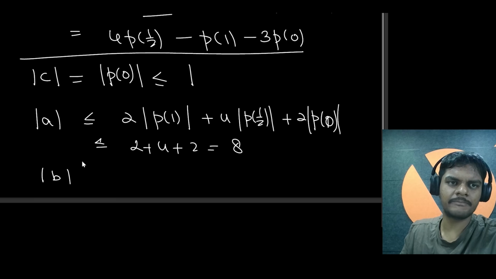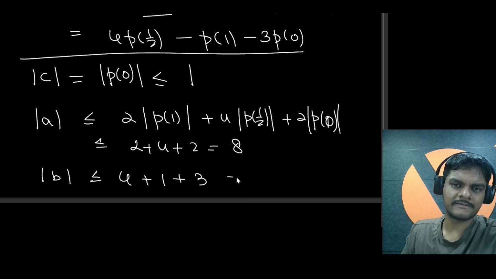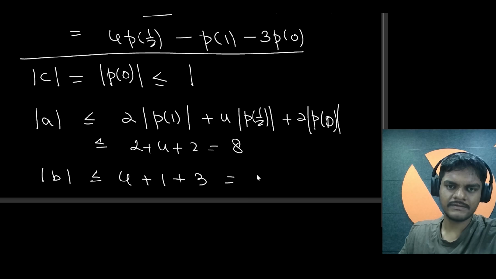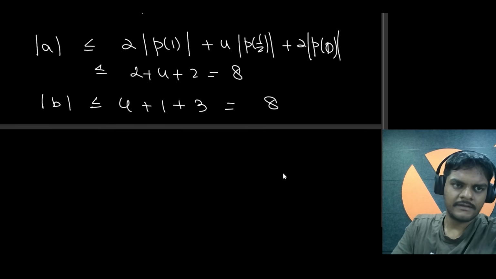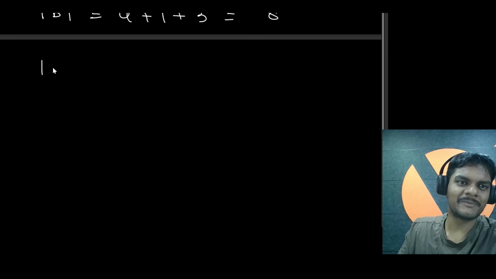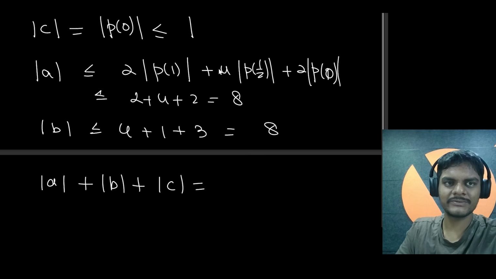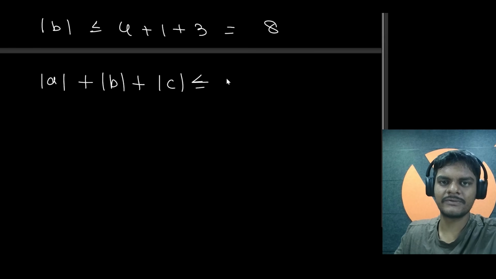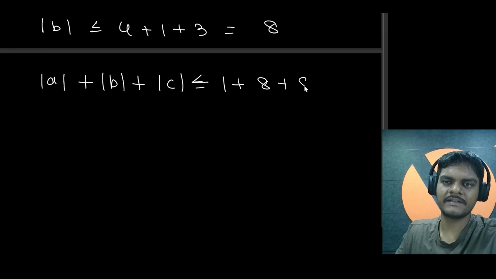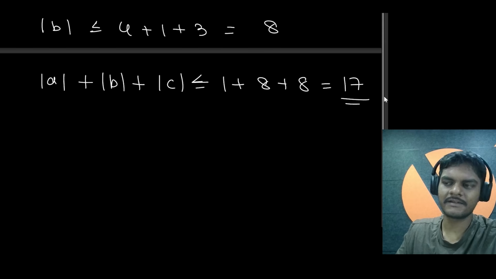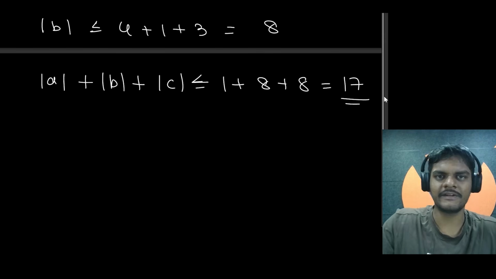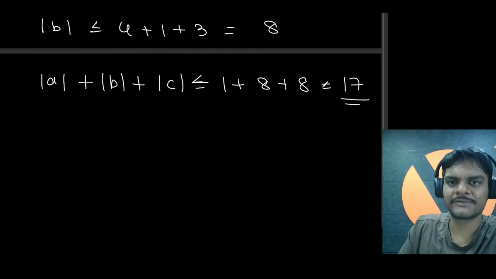Similarly, if you see, this is B, right? Mod B is less than or equal to 4 plus 1 plus 3, which is again 8. So mod A plus mod B plus mod C is less than or equal to 1 plus 8 plus 8, which is 17. Crazy. So good. Lovely, no? So that's how you solve it, buddy.